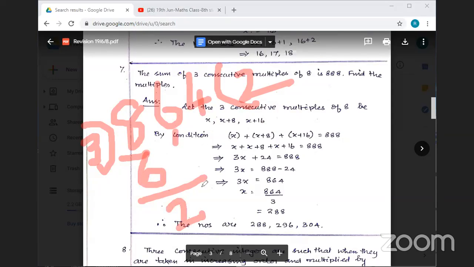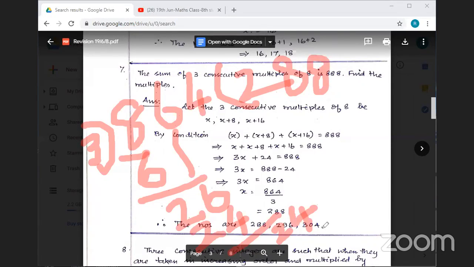How many 3s are there in 26? 8 3s are 24. What is the balance? 2. Then again 4 comes down, 24. Therefore another 8. 8 3s are 24. What is the remainder? 0. Therefore what is the answer? 288. 288 is the first number.